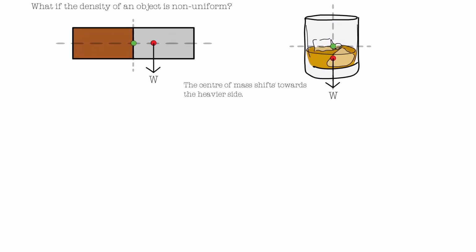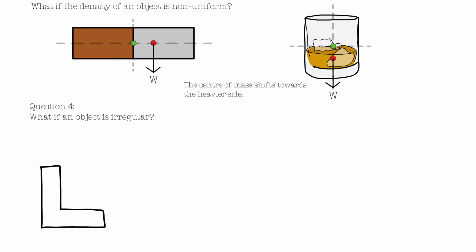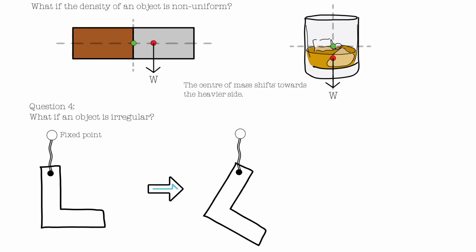Moving on to question 4, what if the object was irregular? Here we have an L-shaped object but with a uniform density. Firstly, we need to draw a fixed point. Then what we do is find any random point within the object and tie a rope from that point to the fixed point, as shown in the diagram. We then let the object hang by the string. The object will shift to match the center of mass, as shown in the diagram.